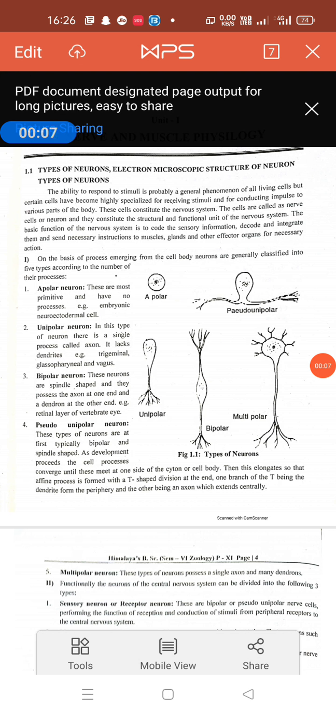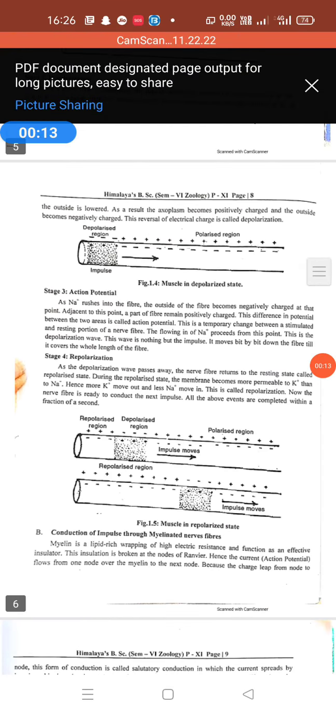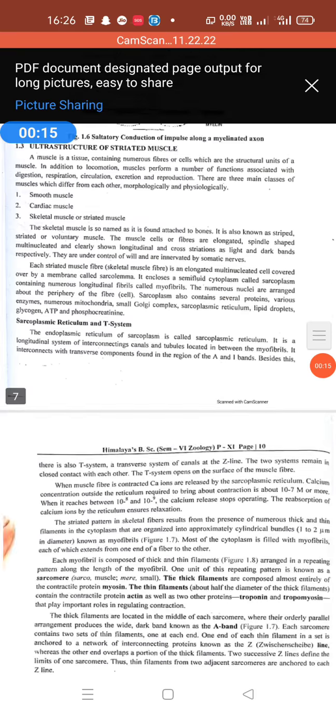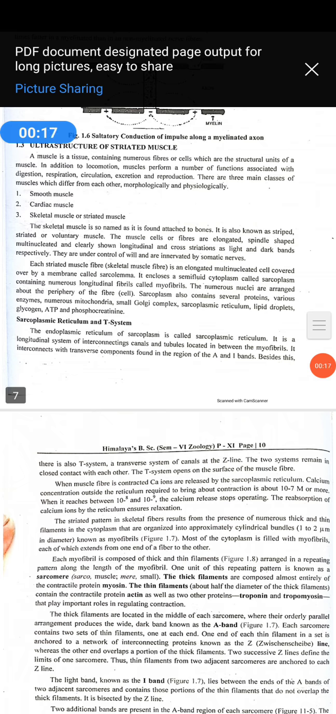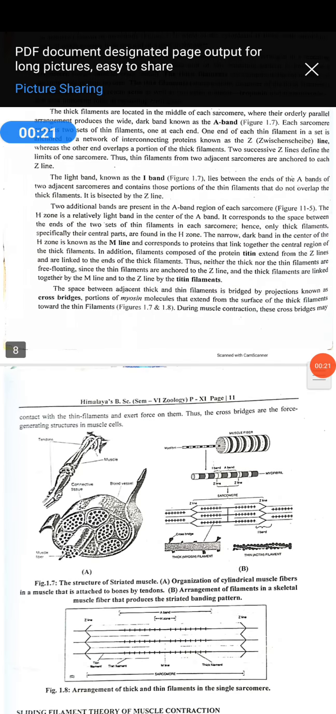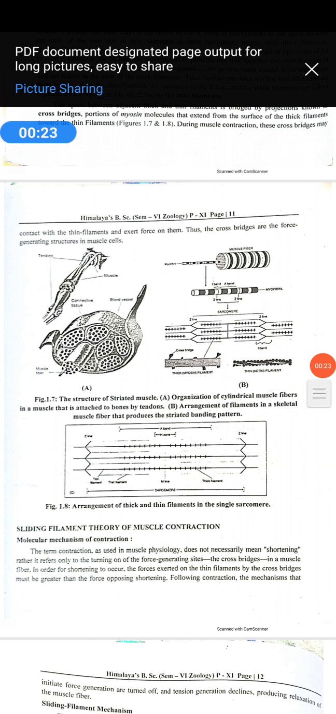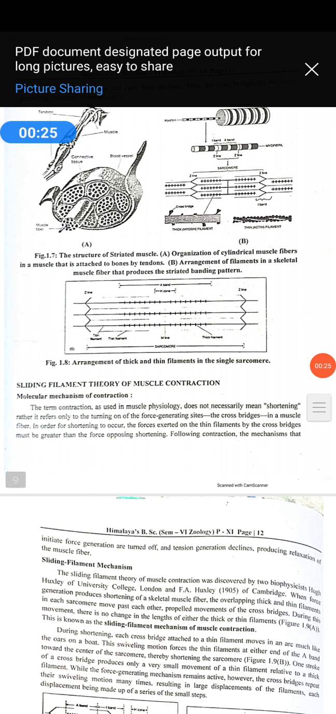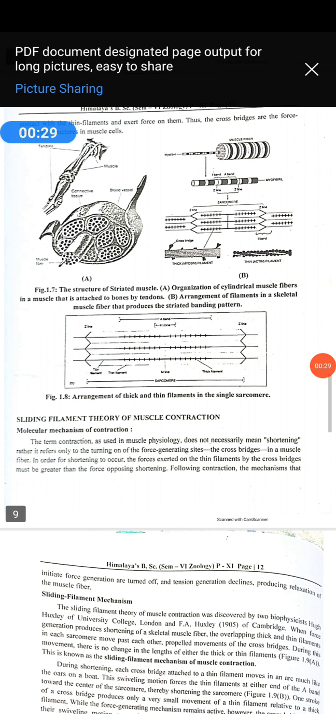Now today we are going to start the mechanism of muscle contraction. This mechanism of muscle contraction is explained with the help of the sliding filament theory. Understand, students? Today we are going to start the mechanism of how muscle contracts and relaxes, that is, we start from the sliding filament theory of muscle contraction.